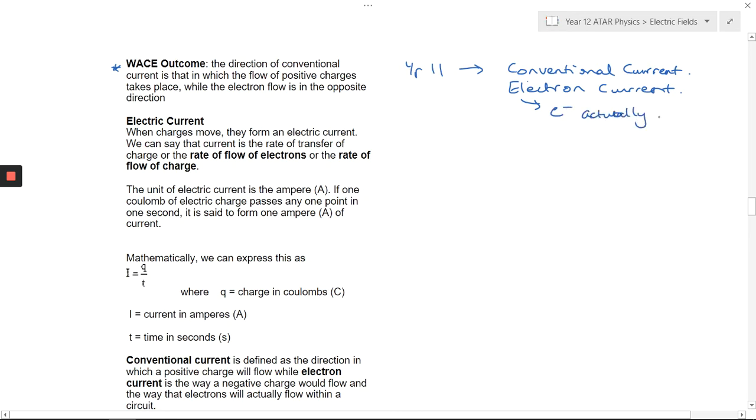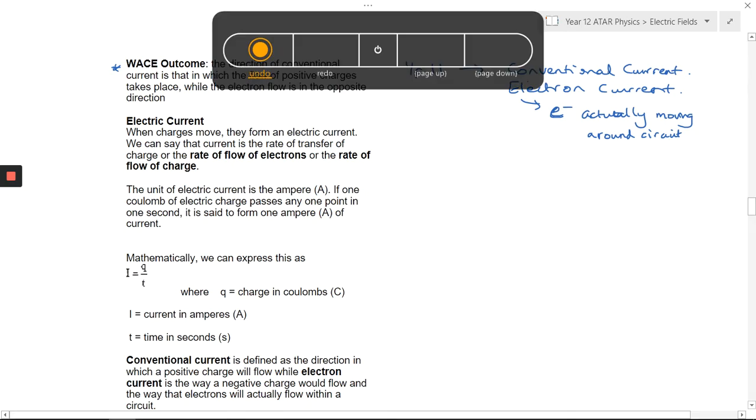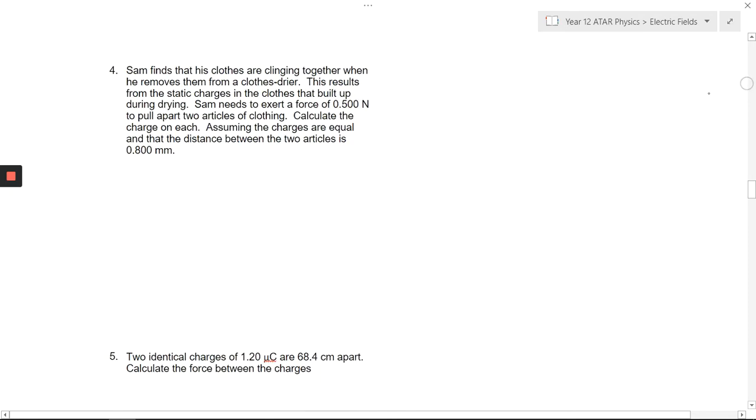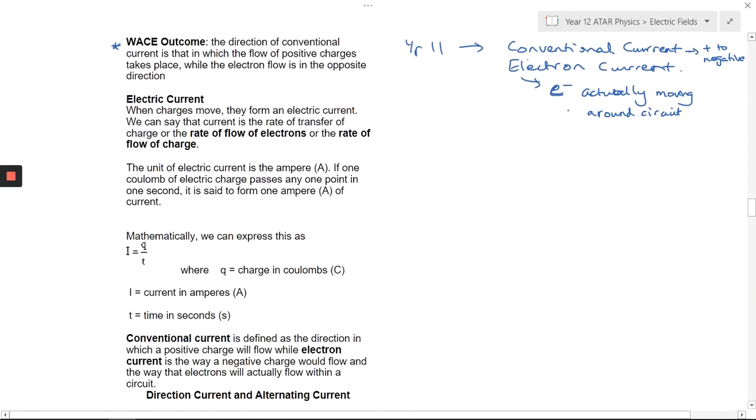Now, it turns out when we made these laws a long time ago, when they were first thought up, we thought that it was actually positive particles doing the moving, and so we made up all of our electricity laws for positive charges. Now, it turned out when we investigated further that actually it was electrons moving around a circuit. So it was actually the opposite way around. Anyway, conventional current is positive to negative. So if you have a circuit, it's positive to negative.